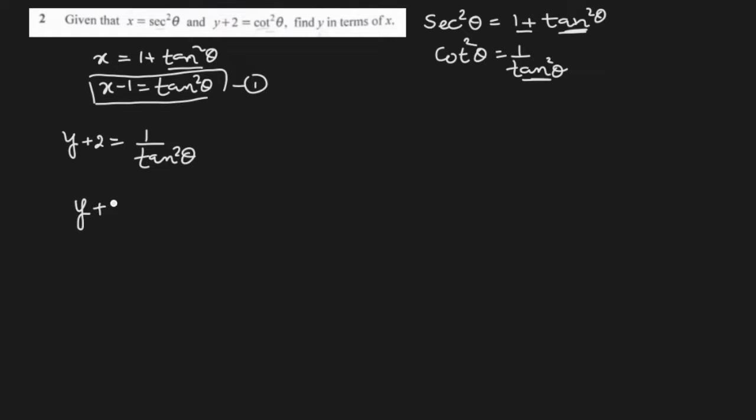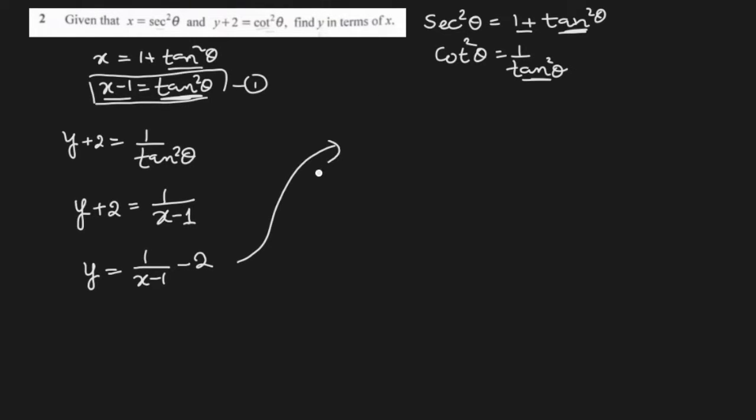And in y plus 2, now I will substitute this one. Tan square theta is x minus 1. Theta is gone, only x and y left, and we want y in terms of x. And what will we do for that? This 2 will come to the right and we'll get this one, 1 over x minus 1, minus 2.